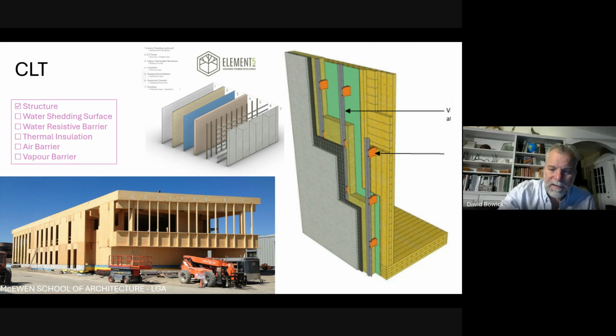This example, in the image here, is the McEwen School of Architecture by Levitt Goodman. We were involved as the mass timber specialists on that project. It was a Stantec project, I think, from an engineering point of view.